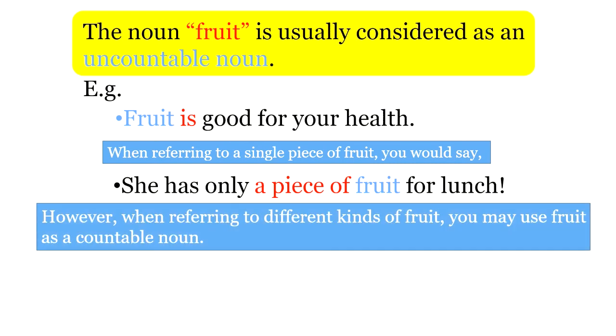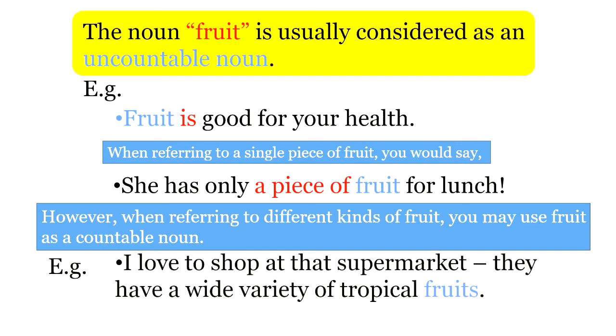However, when referring to different kinds of fruit, you may use fruit as a countable noun. For example, I love to shop at the supermarket. They have a wide variety of tropical fruits. Here, fruits is a countable noun as it is referring to different kinds of fruits.